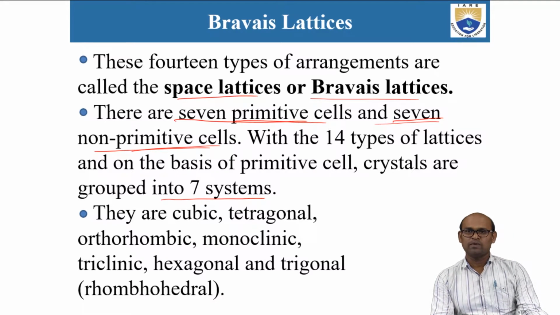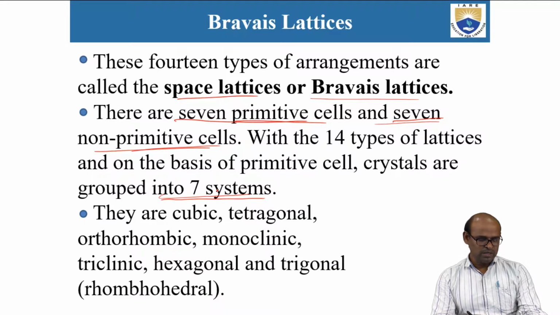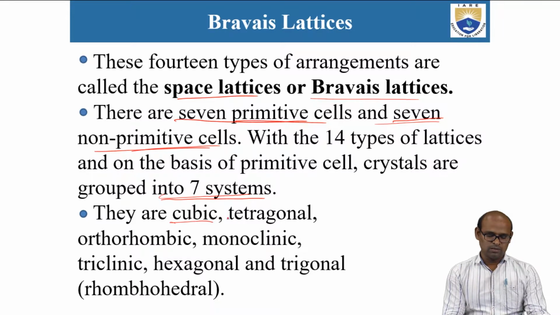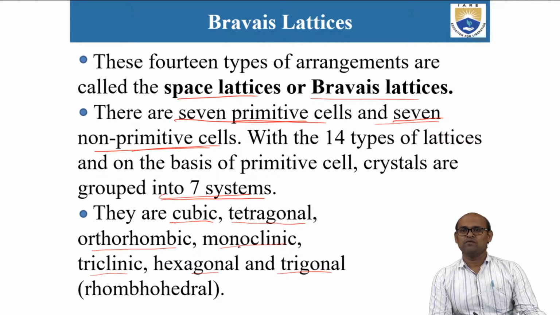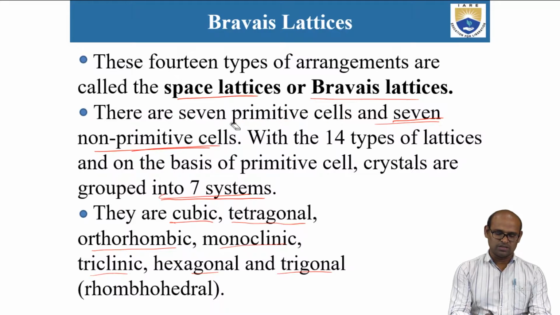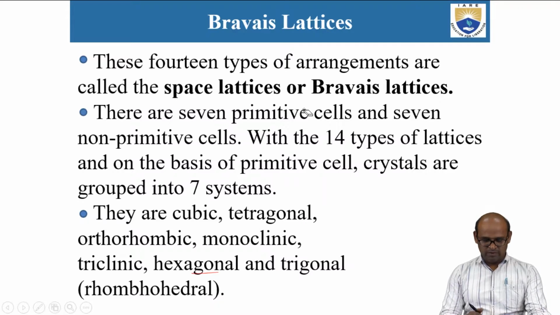So with the 14 types of lattices and on the basis of primitive cell, crystals are grouped into 7 systems. Using these primitive cells, you can generate 7 different types of crystal systems. These 7 types of crystal systems are cubic, tetragonal, orthorhombic, monoclinic, triclinic, hexagonal, and trigonal. So these are the 7 crystal systems. This trigonal is also called the rhombohedral crystal system. So using 14 different types of Bravais lattices, you can generate 7 crystal systems.